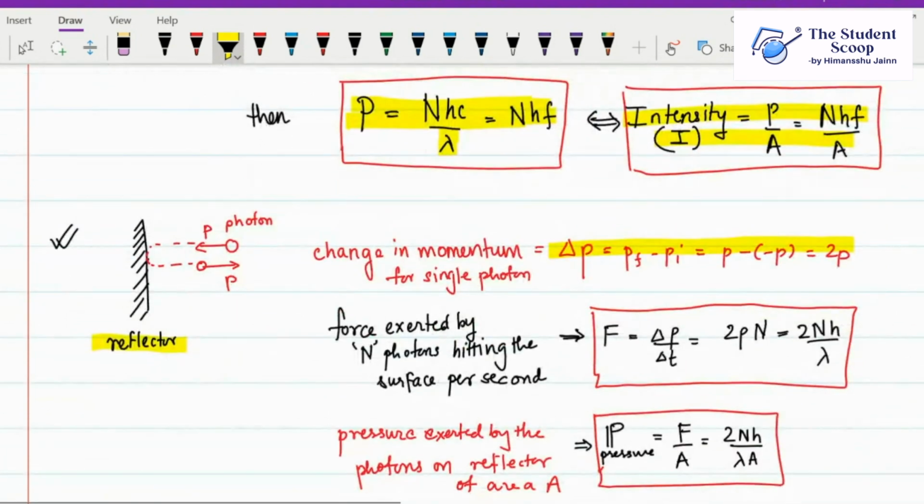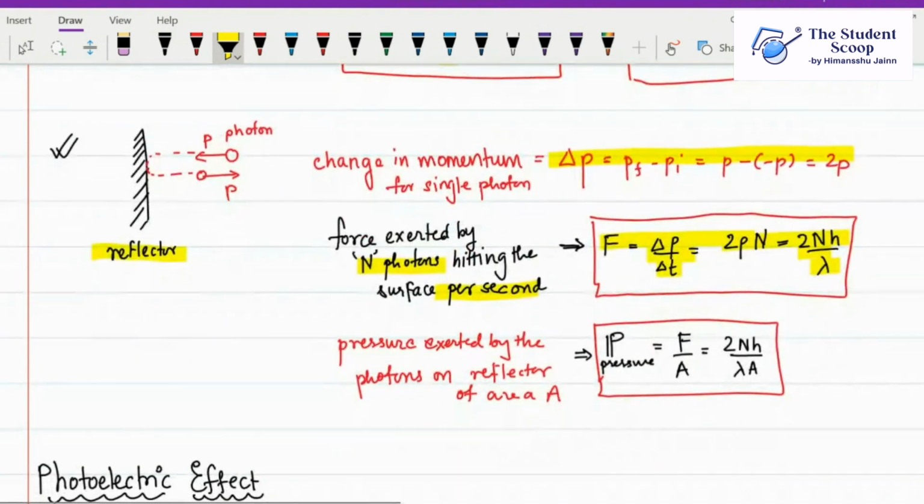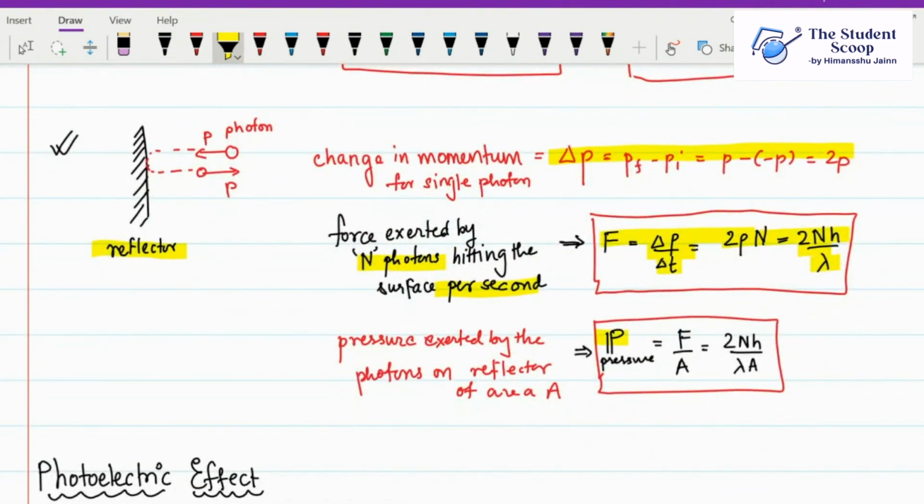And the force is change in momentum per unit time. And since n photons are released per second or hitting the surface per second, the time would be 1, and this will be 2pn or 2nh by lambda. So this is our equation for the force exerted by the n photons hitting the surface. If we want to calculate pressure, again pressure is force upon area, and we get a similar kind of equation.